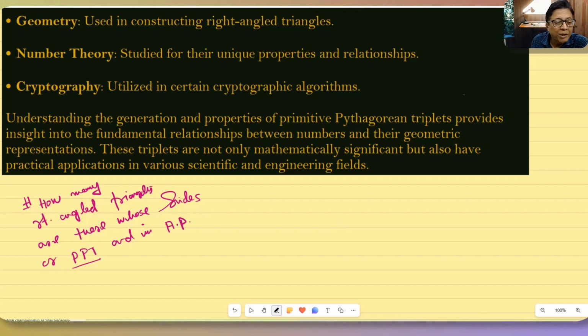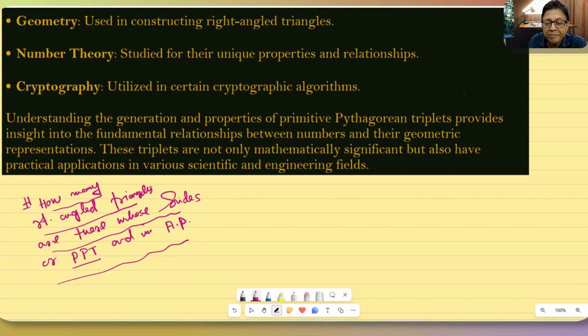This is just warm up before you start anything new here. Let us answer these questions. How many right angle triangles are there whose sides are PPT and they are in AP?